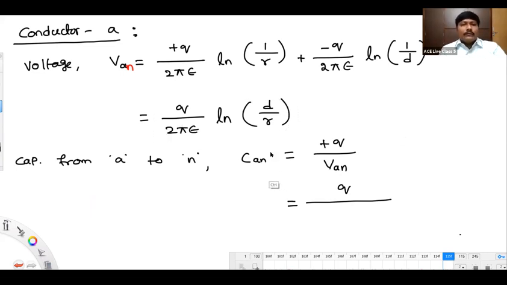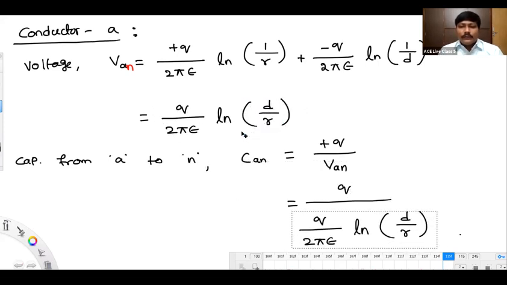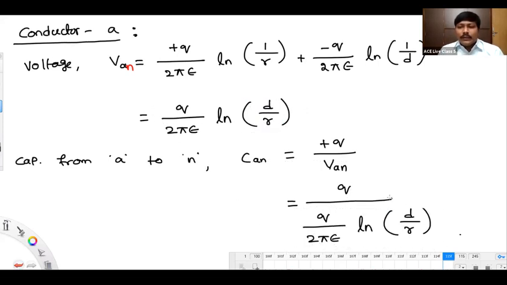VAN is this one. You simplify this, and finally what you get is 2 pi epsilon by ln of D by R. It will come to be 2 pi epsilon by natural logarithm D by R. That is the capacitance from conductor A to neutral. Okay, Shweta, okay.